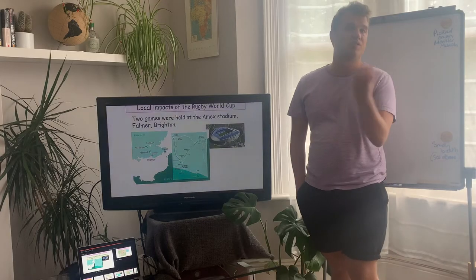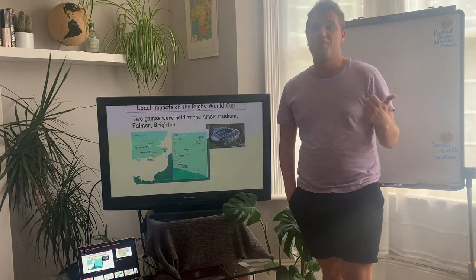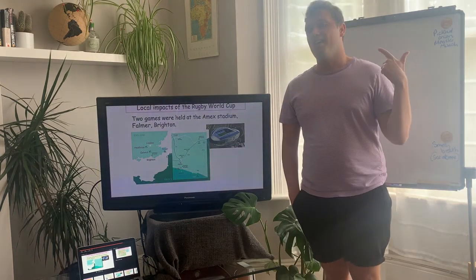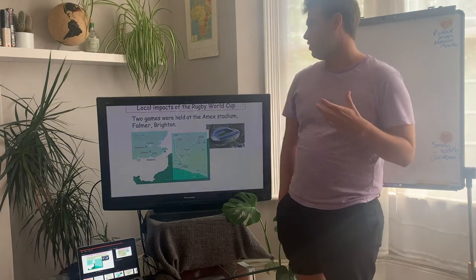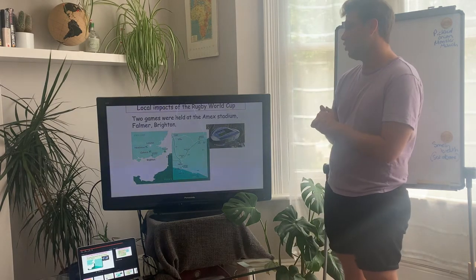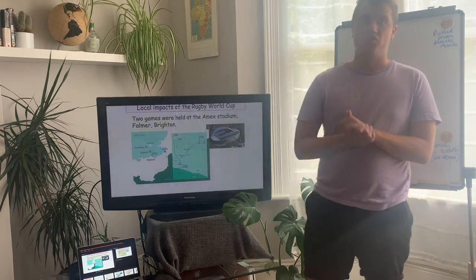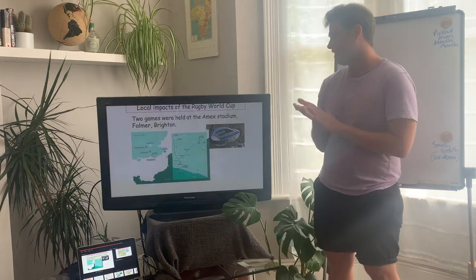Okay, so I already mentioned what one of the positive impacts of the legacy might be. Things like improvements to Falmer Station and the Beach Cinema are legacies in Brighton because of the Rugby World Cup. Now we're going to focus for the last bit of the lesson on Brighton and the impact it had on Brighton. As I mentioned, two of the games were held at the Amex Stadium. I'm sure some of you were even lucky enough to get to go to them.